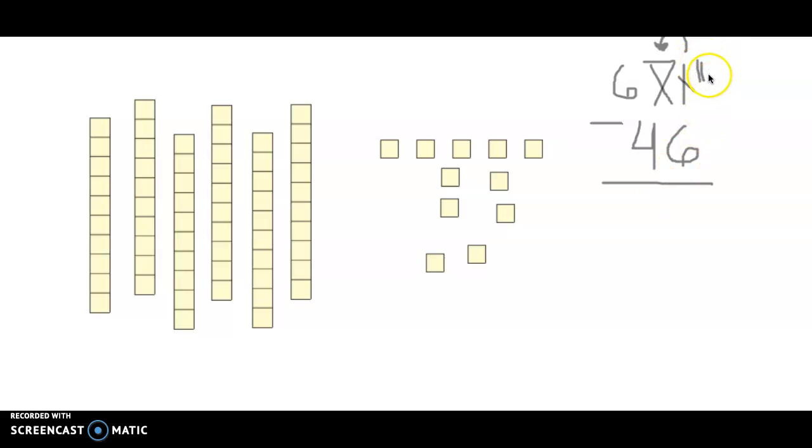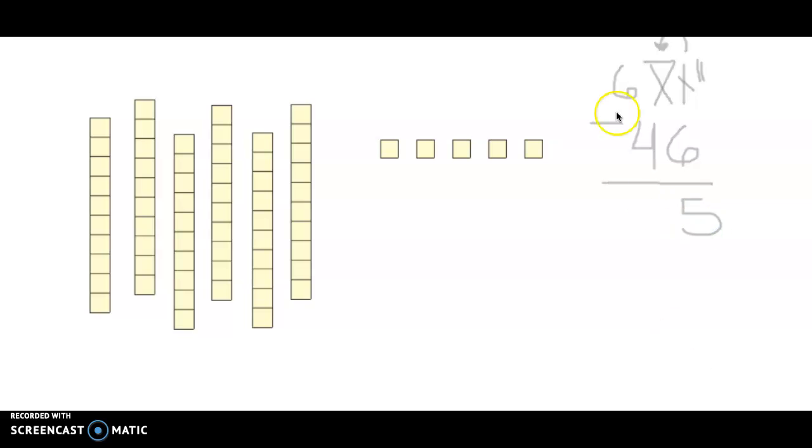Can I do that now? 11 take away 6. Well, 1, 2, 3, 4, 5, 6. How many do I have left? 1, 2, 3, 4, 5. 11 take away 6 is indeed 5. Good.